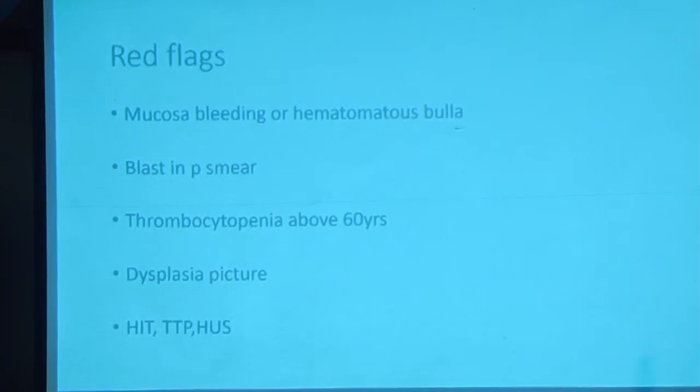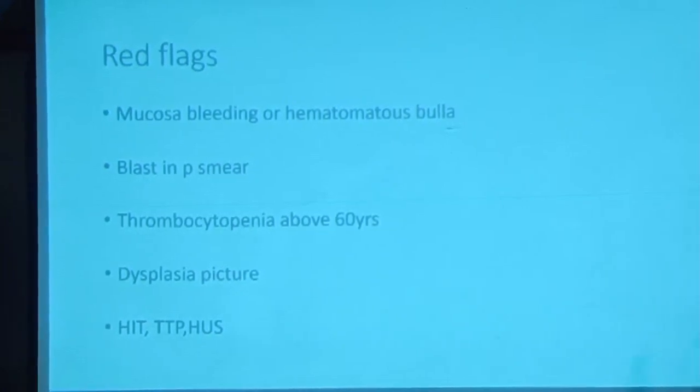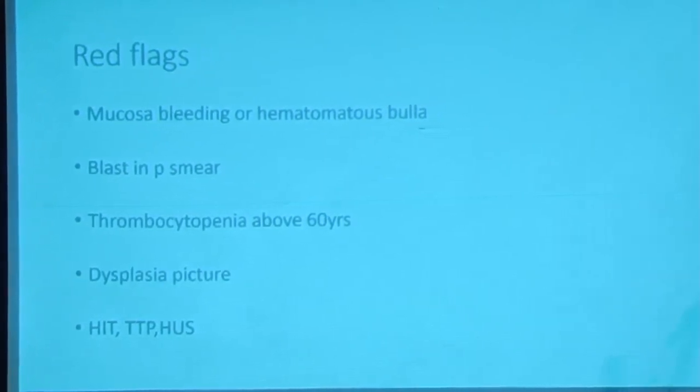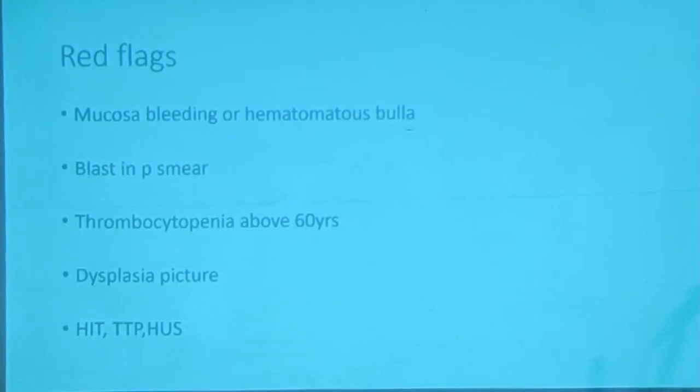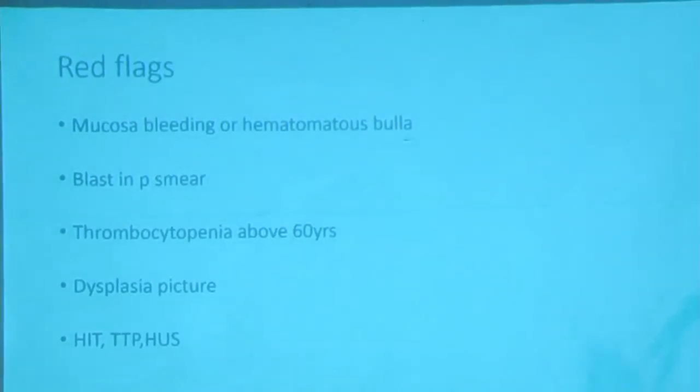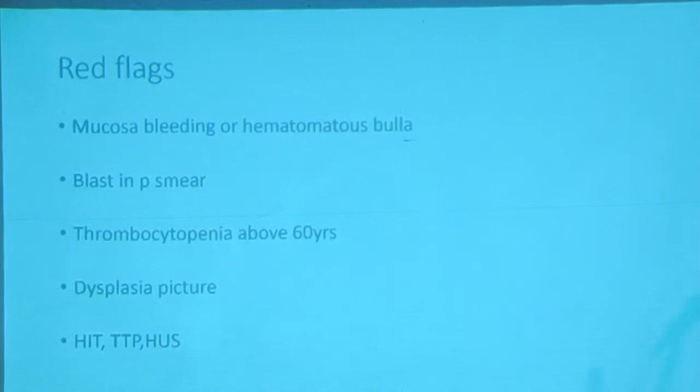Second, any blast in the peripheral smear or any abnormal cells like malignant cells in the peripheral smear is a red flag. Thrombocytopenia in a person above the age of 70 years needs to be investigated with caution, because that may be the first sign of an MDS or even the first sign of an acute leukemia. And we are going to do a marrow examination in that patient.